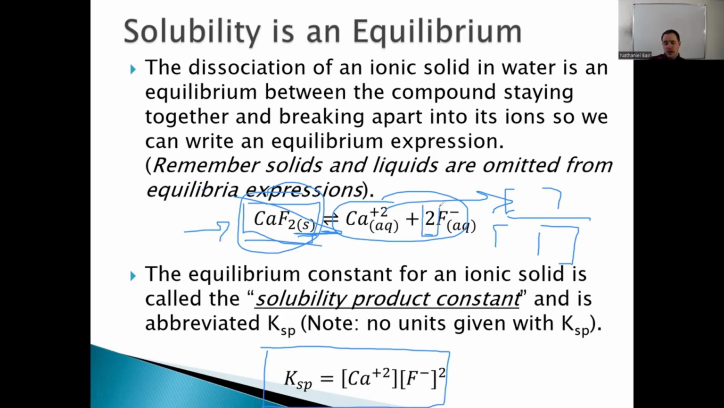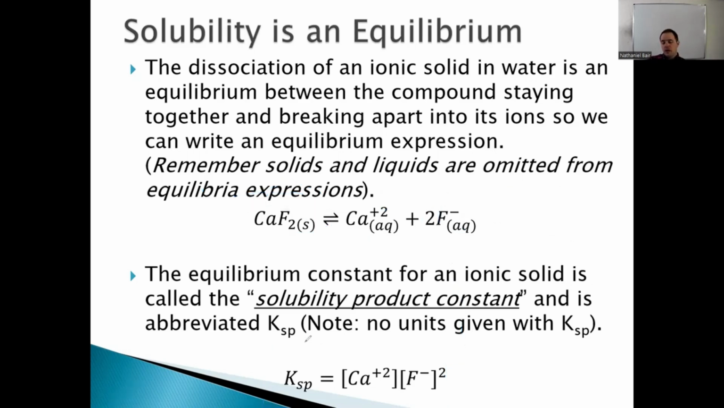And remember, the coefficient becomes the exponent. So then that ends up getting squared. Okay. So this is absolutely an equilibrium constant, so KEQ or KC. But because this is a constant for solubility, we call it KSP, okay?